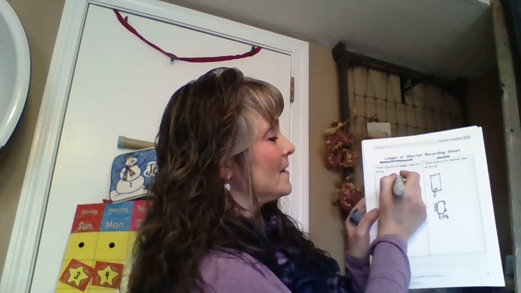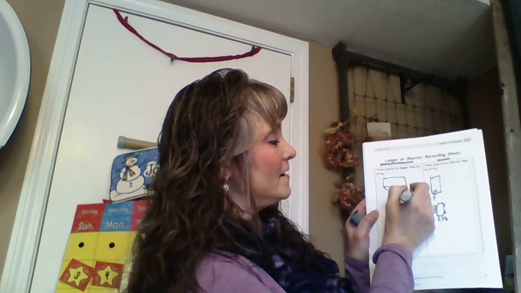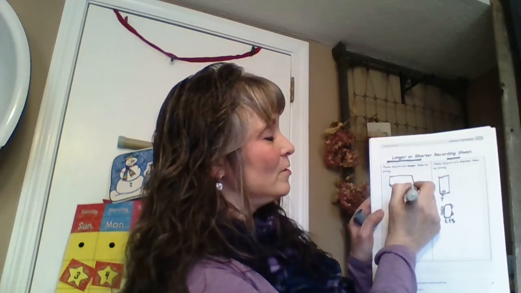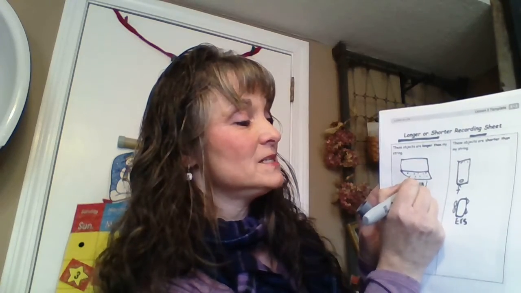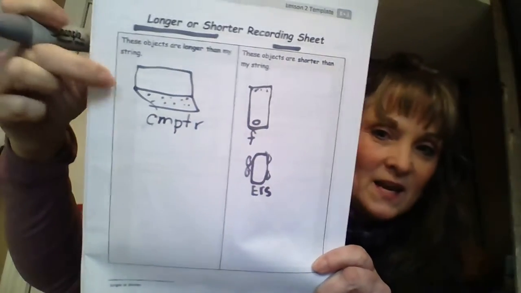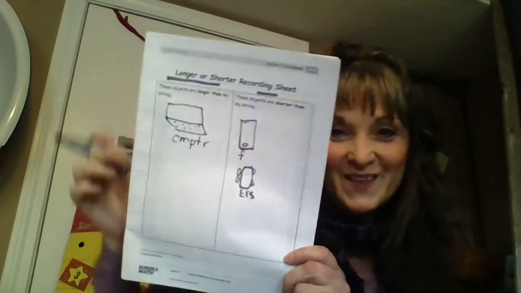What if, let's see, my computer. I'm going to hold it right up to the computer. What do you think? Is my computer longer than my cubes or shorter? You can't see, but it is longer. So over on the longer side, I will draw my computer. This is the keyboard. And I'm going to put computer. Oh, I hear a P and a T and an R. That's kid writing. My computer is longer than my cubes.